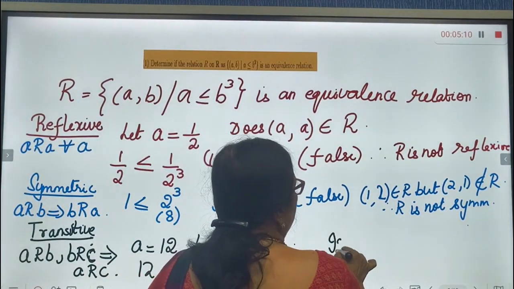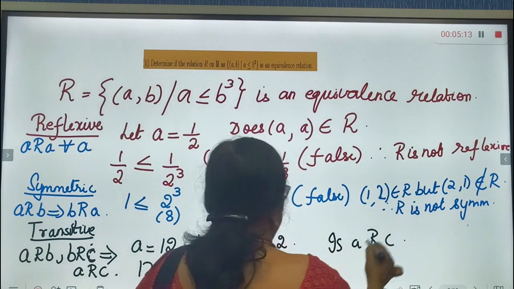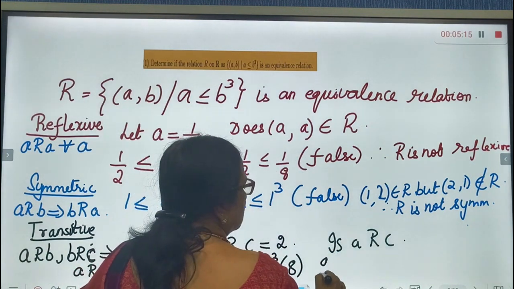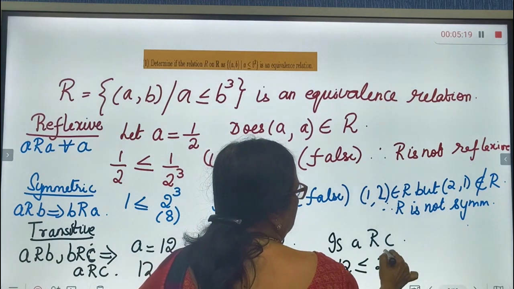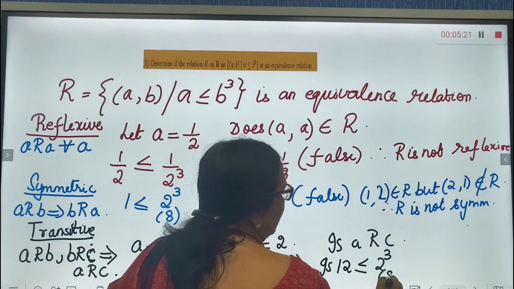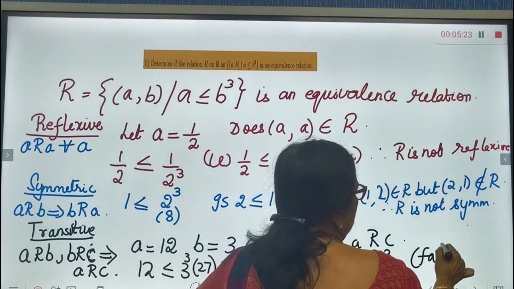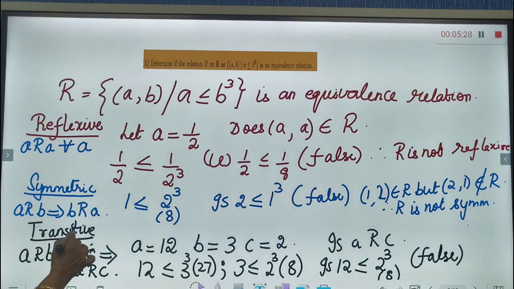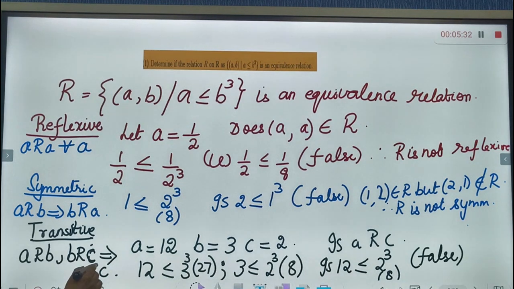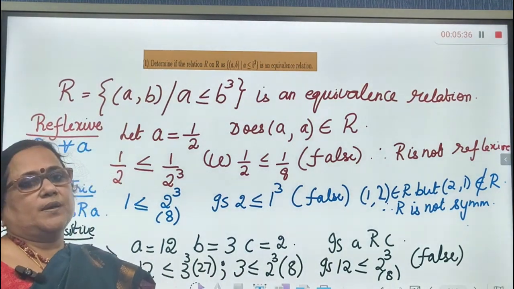Is a related to c? So what are we asking? Is 12 less than or equal to 2 cube? 2 cube is 8, which is a false statement. So a is related to b and b is related to c, but a is not related to c. Why? Because we have given a counterexample.